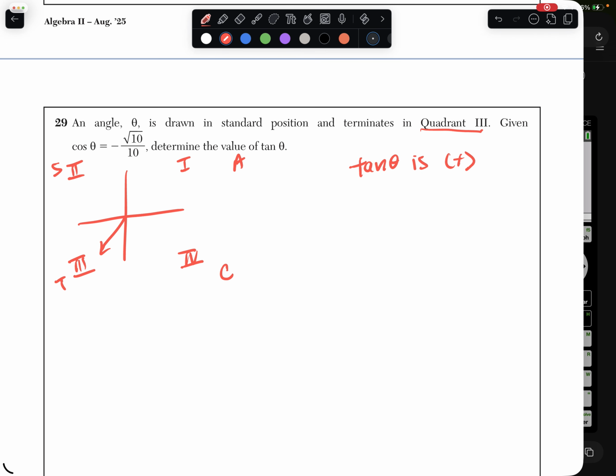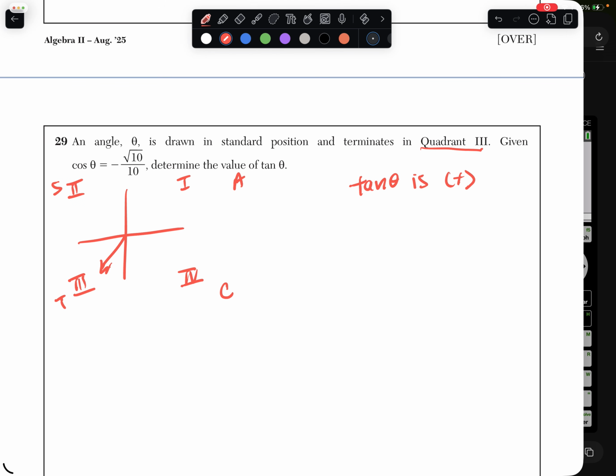All right, so now we have to find the value of tangent. What you have to do is apply a little bit of right triangle stuff. Remember, cosine theta is equal to adjacent over hypotenuse. That's coming from SOHCAHTOA, and we learned that from right triangle trigonometry. Now that we have this coordinate plane, it's the right triangle stuff on steroids. We also have signs now, plus or minus.